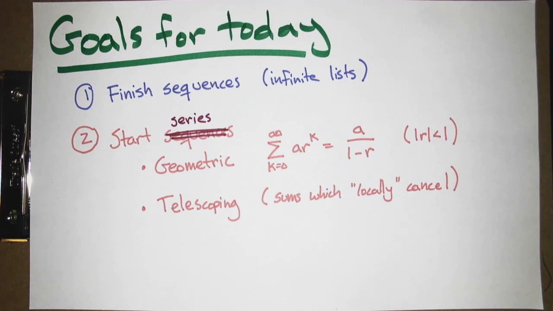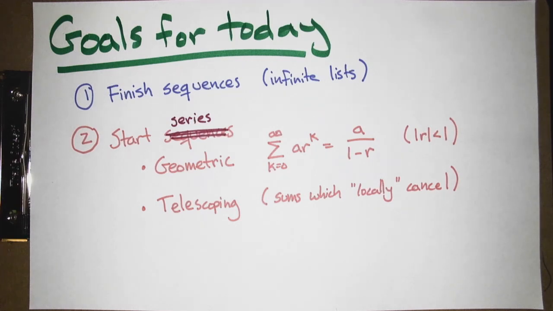So it's not just a list. It's like, oh, now add everything on that list together. And of course, how do we add infinitely many things? And we have to understand that. And we'll talk about geometric today. We won't get time for telescoping. That will happen next time.